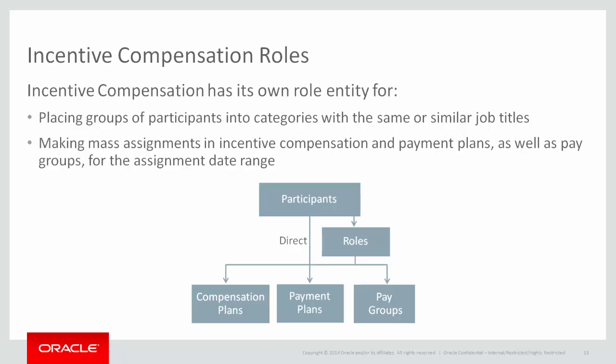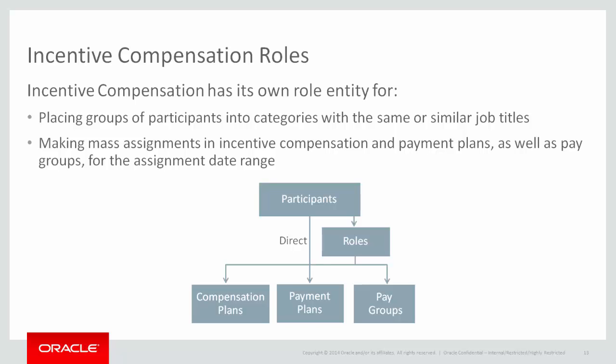Incentive compensation has its own entity for role, and it serves a couple different purposes. Number one, it's a way to organize participants into categories with the same or similar job titles. So all the direct sales people might be in one category, the call center people might be in another category, the solution specialists or the overlays might be in another category. It's a way to place them into groups for categorization purposes.